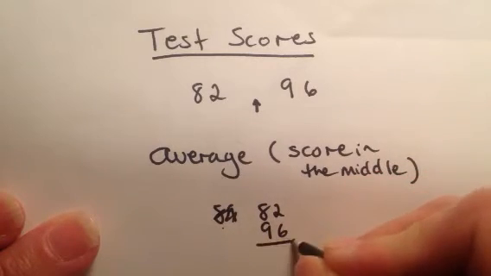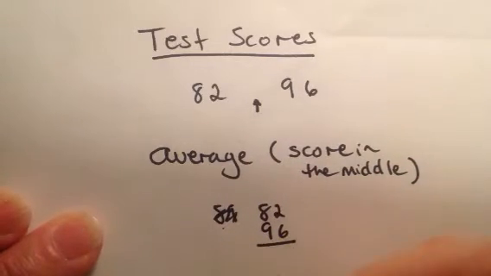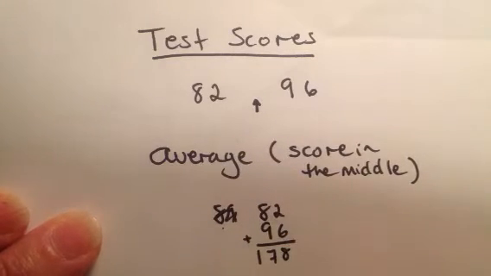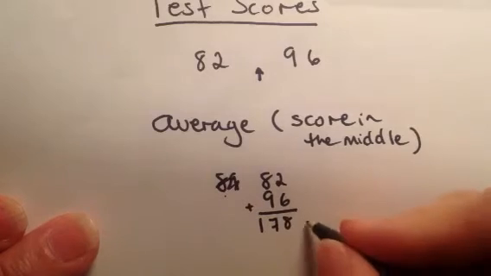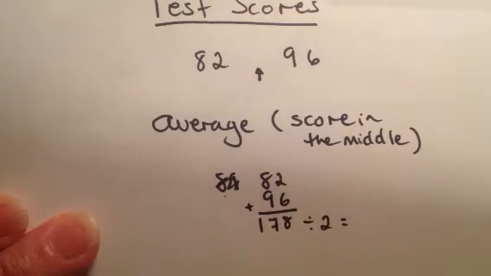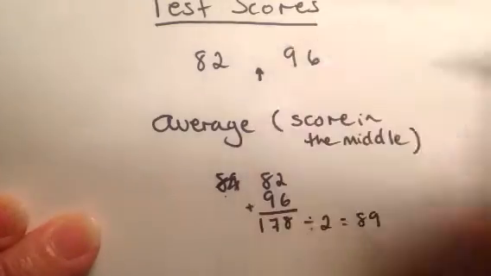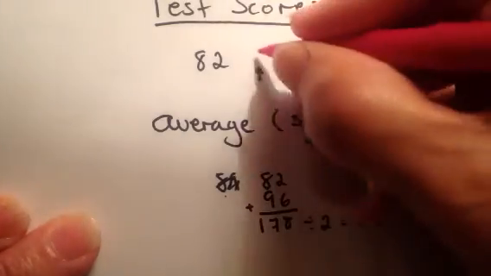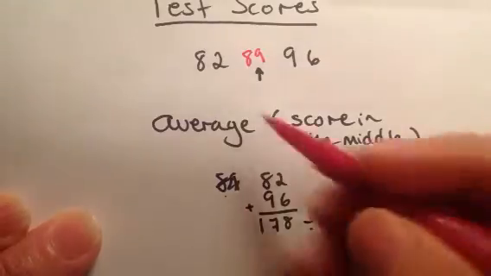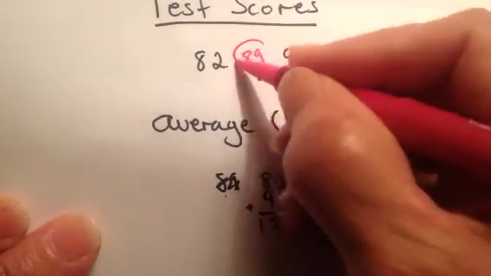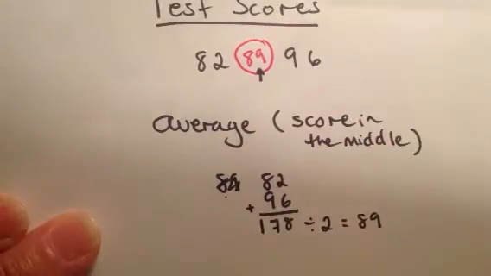and 96, and you would add them up. So I get 178. And then in order to find the one in the middle, I'm going to divide by 2, right? So divide by 2, and I get 89. And that logically makes sense because if we look at our two numbers, isn't 89 going to be the score that's in the middle between 82 and 96? So that would be our average, right? So we added them up and divided by 2.